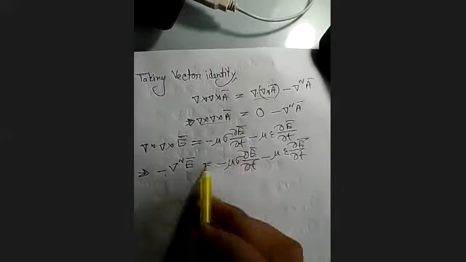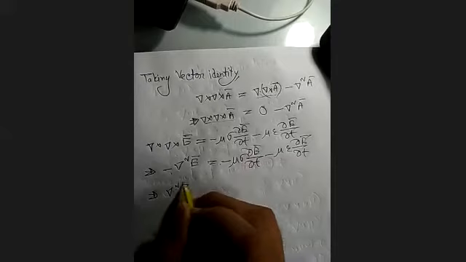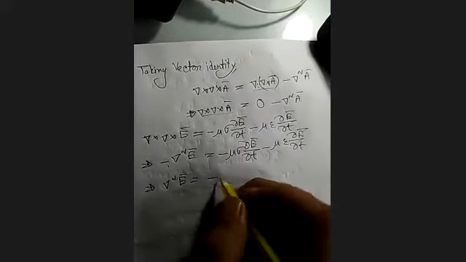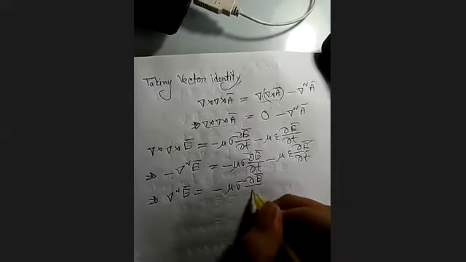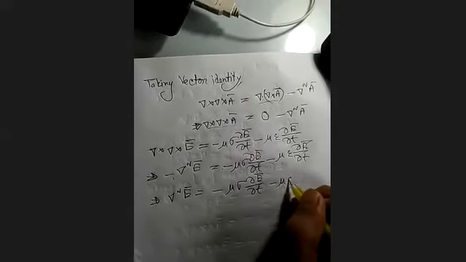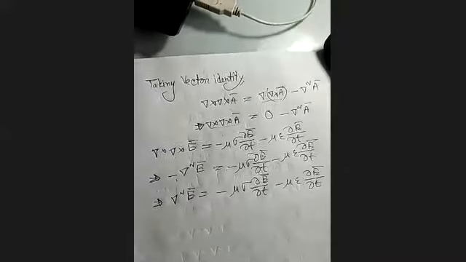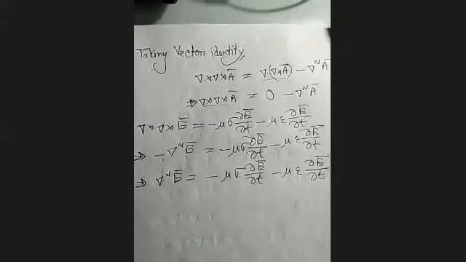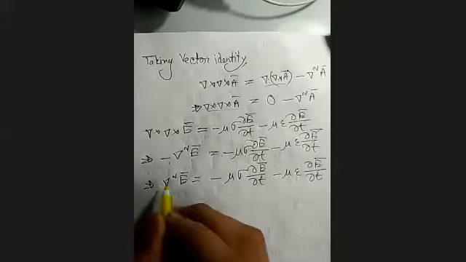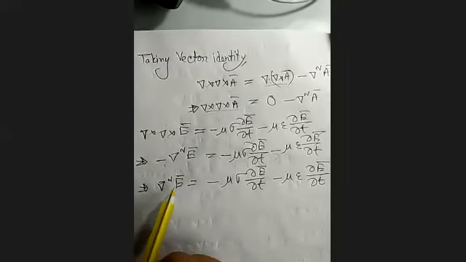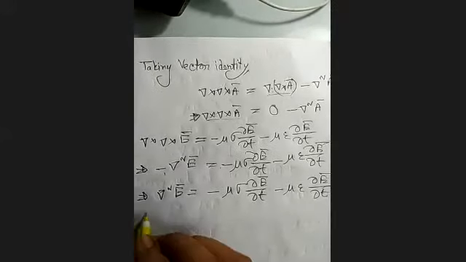Minus. We can take minus and cancel it. So it will be del square E is equal to minus mu sigma del E by del T minus mu epsilon del E by del T. You can write like this. Okay, this is equation number 7. Similarly, if you just apply this vector identity to equation 6, you will get the result.